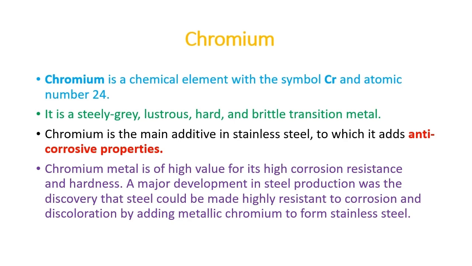The major development in steel production was the discovery that steel could be made highly resistant to corrosion and discoloration by adding metallic chromium to form stainless steel. So chromium and nickel, these two elements are mainly added to the stainless steel category, and these two add real shine to this metal. Chromium is what mainly makes the steel stainless, and nickel is the thing that makes it very easy to use. Its formability, weldability, everything increases with the nickel percentage.